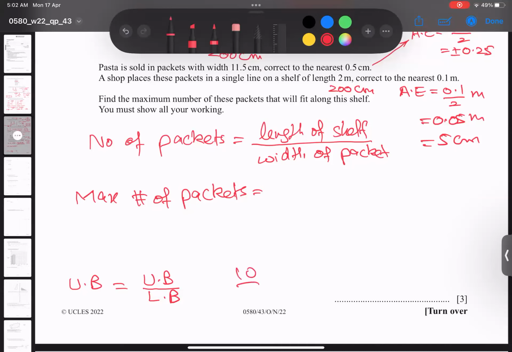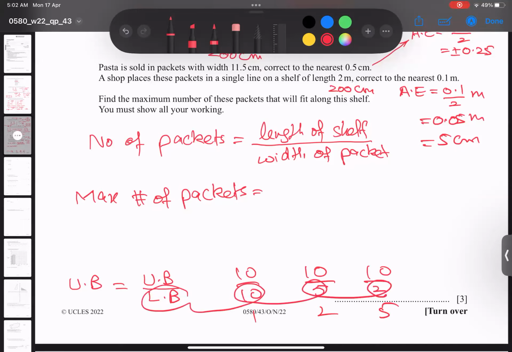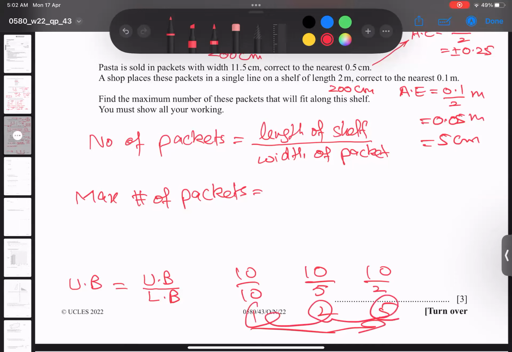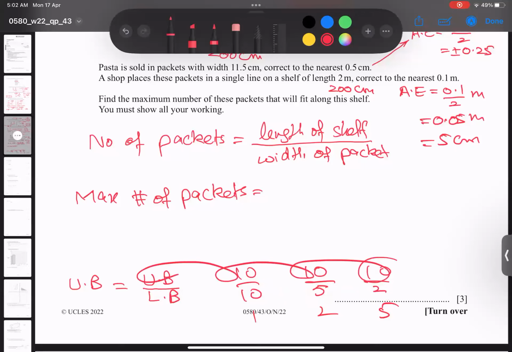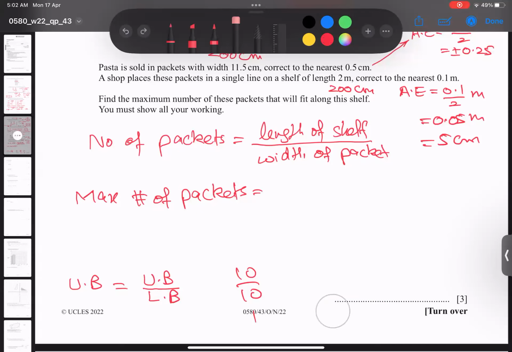For example, the upper value is 10, fixed. Just imagine: 10 by 10 gives you 1. If the denominator is 5, I get 2. If this becomes 2, I get 5. You see, as I make this number smaller, this number becomes bigger. So in short, denominator must be smaller and numerator should be bigger. This is the way to get the maximum number of packets. So the upper bound formula is upper bound divided by lower bound, just for your knowledge.